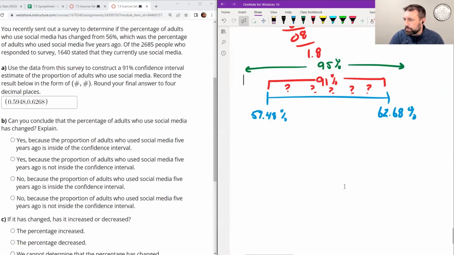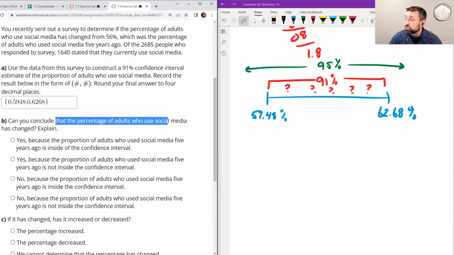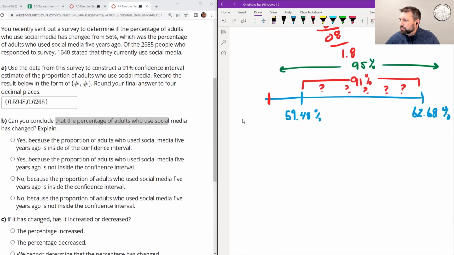Okay, so we established the interval. We got that. Okay, let's see. Can you conclude that the percentage of adults who use social media has changed? Well, we were at originally, this is 59%, right? This number here is 59. I just want to be clear on that. So let's put this at 56%. And this was 5 years ago. So 5 years ago, we were at 56%. And this is the interval from today.